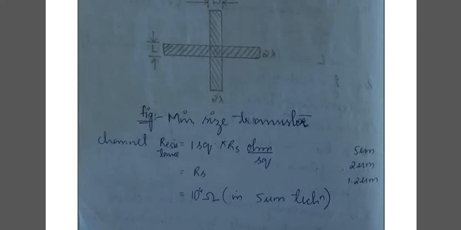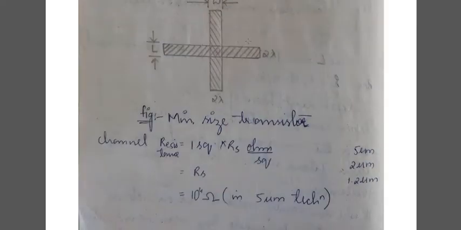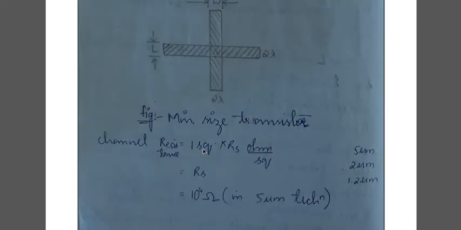Okay, so your channel length, this is the consideration that you have to consider. Okay, so your channel resistance is equal to 1 square into Rs, ohms per square. So the channel resistance is equal to Rs, and that will be given as 10 to the power of 4 ohms per square in 5 micrometer technology. Okay, so this is how you will be finding it.